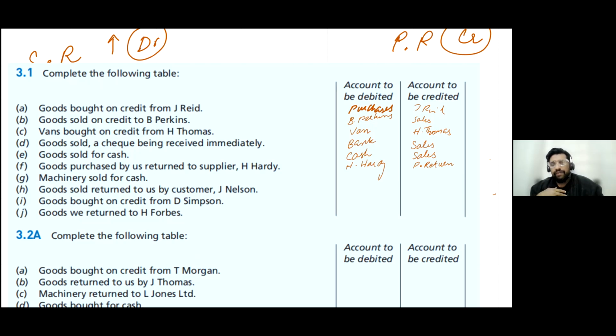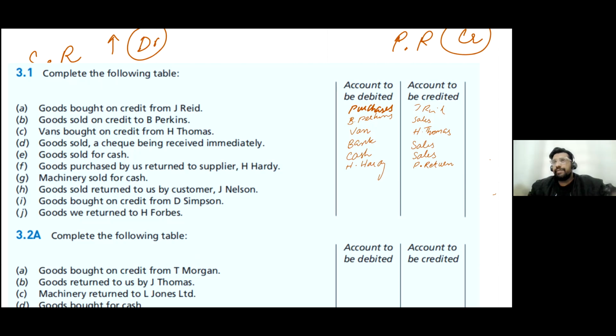Machinery sold for cash. Now look for the wordings. This is not goods sold. This is not stock sold. This is not inventory sold. This is machinery sold.